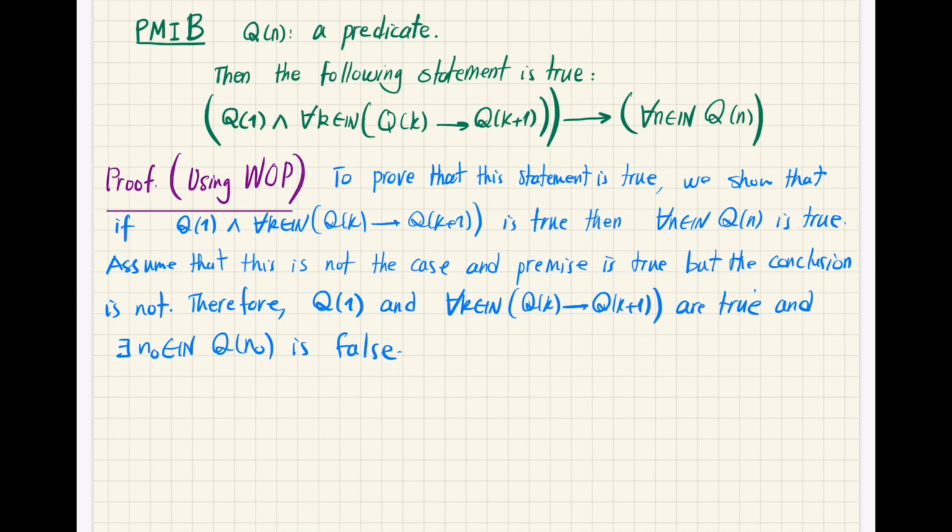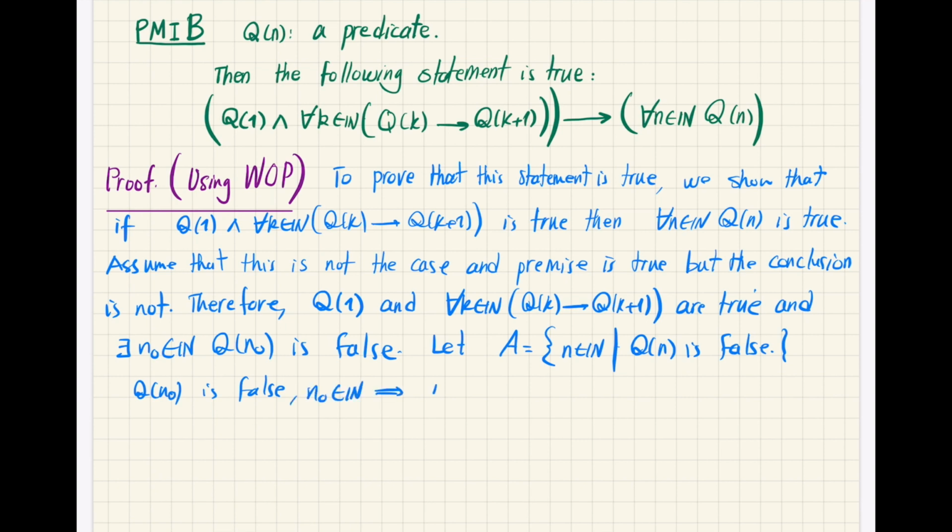Now, I will follow the same proof as before. Let A be the set of all natural numbers such that Q of n is false. Because we realize that Qn0 is false, so let me write it in this way. Q of n0 is false, okay, and n0 belongs to n, so this implies that n0 belongs to A, so this means that A is not the empty set. And now I know that A is not the empty set, and I know that A is a subset of n, so by well-ordering principle, I can conclude A has a minimum.